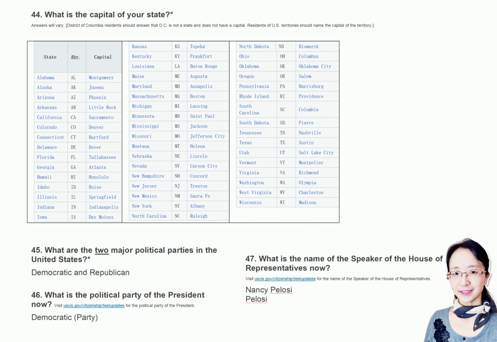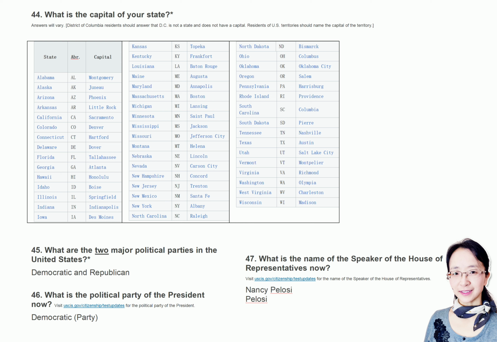What are the two major political parties in the United States? Democratic and Republican. What is the political party of the president now? Visit uscis.gov/citizenship/test updates for the political party of the president. Democratic Party.